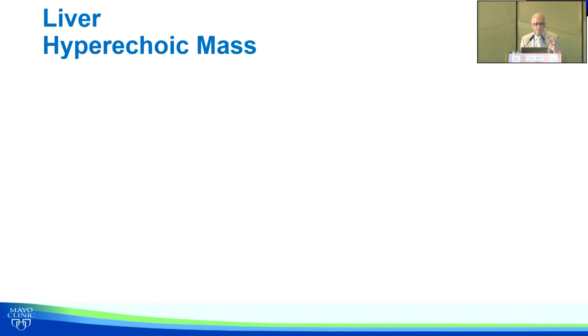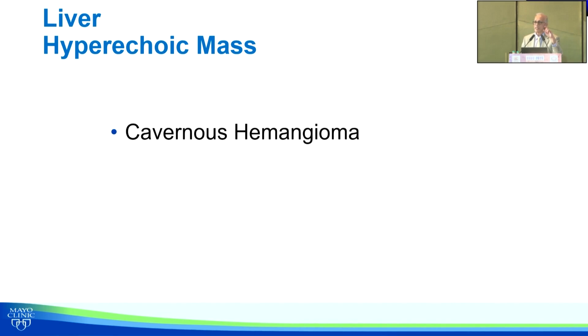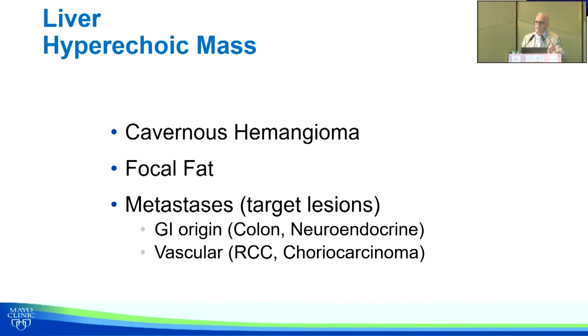So I agree. So remember this, hyperechoic masses. Cavernous hemangioma, hyperechoic means multiple interfaces. So the texture in the mass is different. So it's a hemangioma, focal fat, but don't forget metastases, because metastases, which are vascular, colon and neuroendocrine, are going to be hyperechoic.